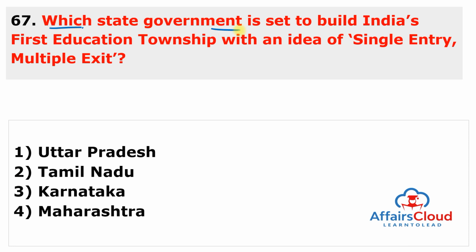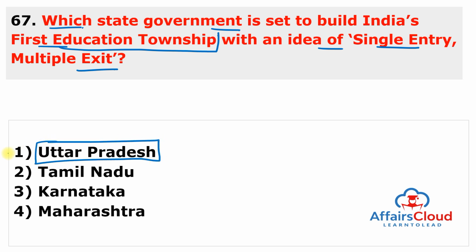Which state government is set to build India's first education township, with an idea of single entry, multiple exit system? And this is the state of Uttar Pradesh. So, answer of this question is 1. So, during a meeting with the representatives of consultancy firm Deloitte India to explore ways to make UP a $1 trillion economy.